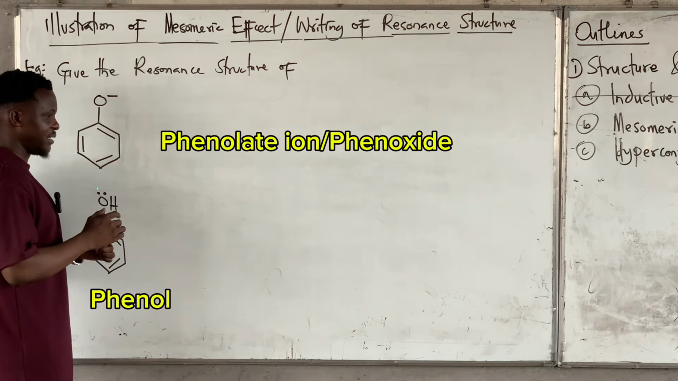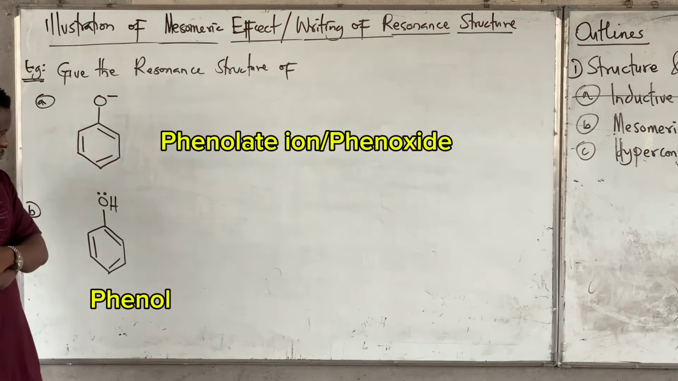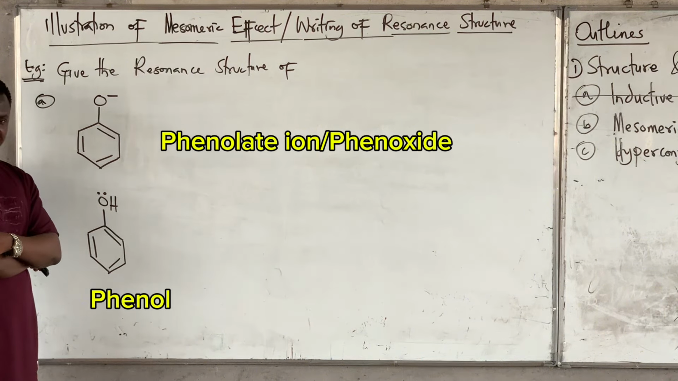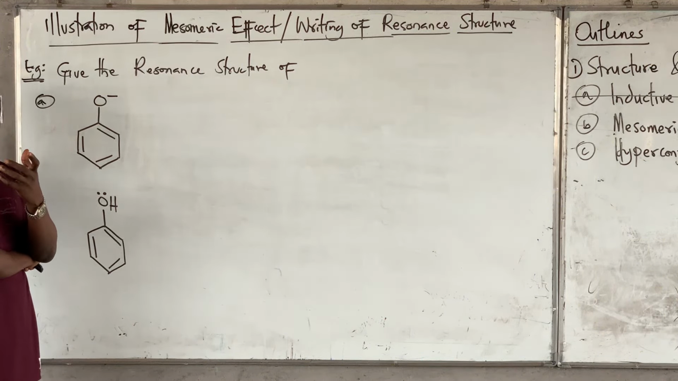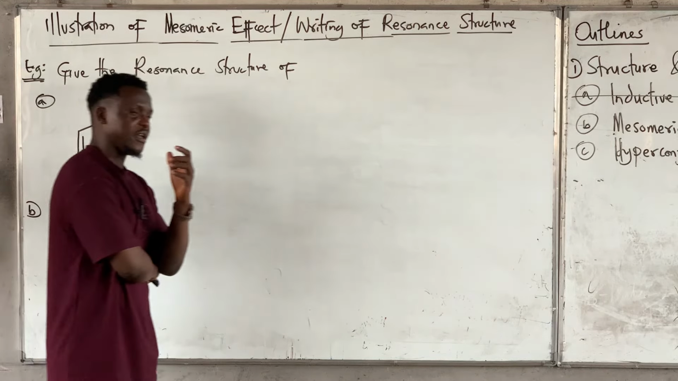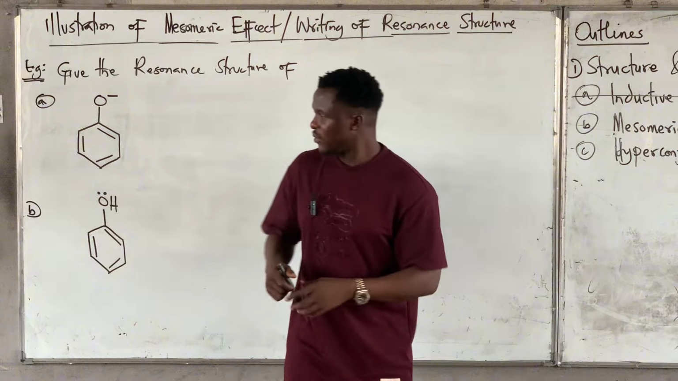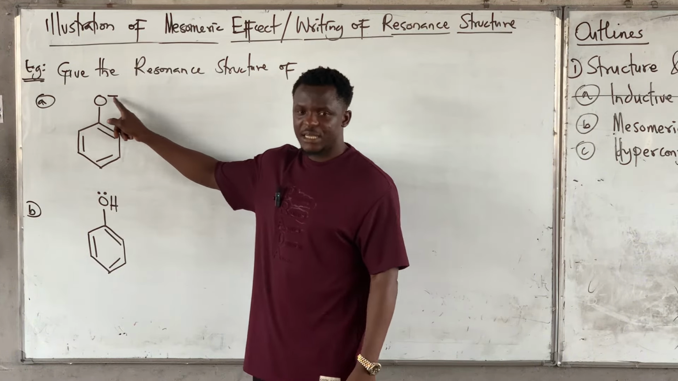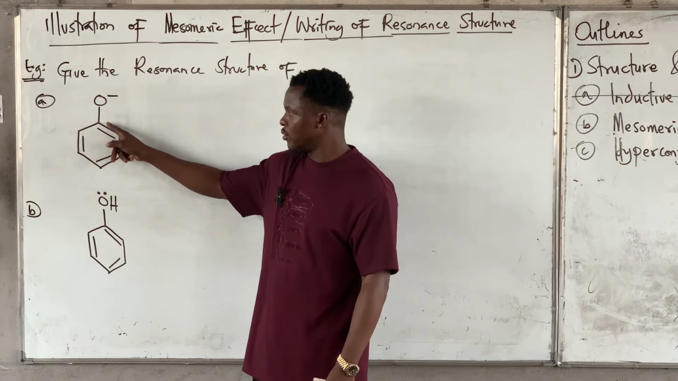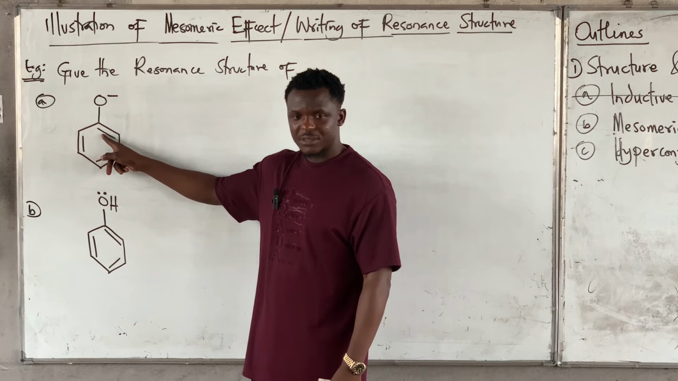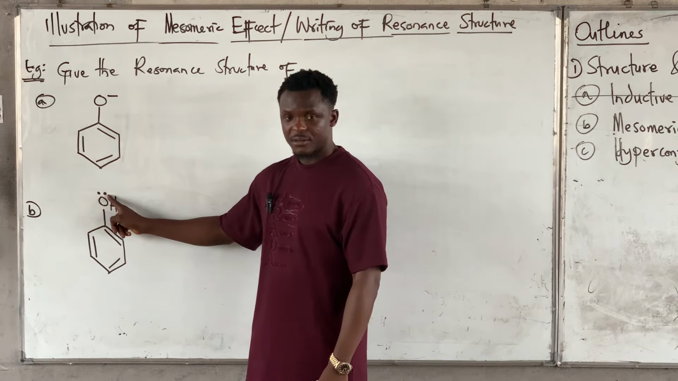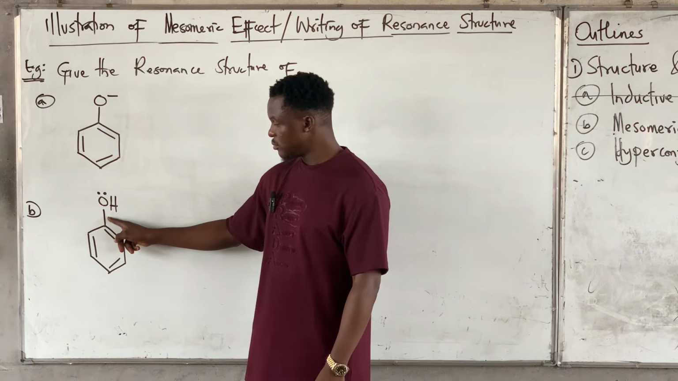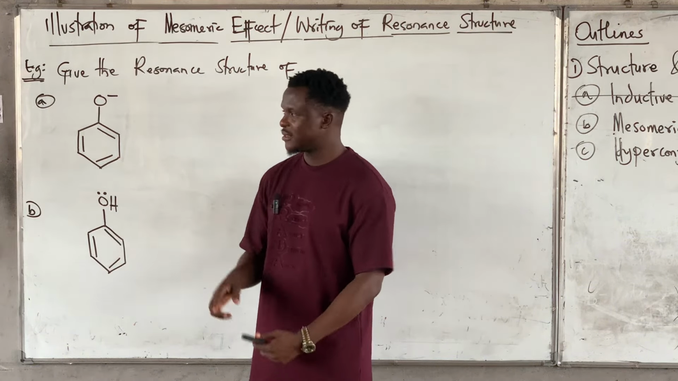Now, first thing first, once you are asked to give a mesomeric resonance structure, you should be able to tell that for anything to have a resonance structure, it must exhibit mesomeric effect. And for anything to exhibit mesomeric effect, there must be a conjugated system. Now look at this. This is an atom with a negative charge, a single bond, and a what? A double bond. It has passed the first test. Now this is an atom with a lone pair, right? A single bond and what? A double bond.